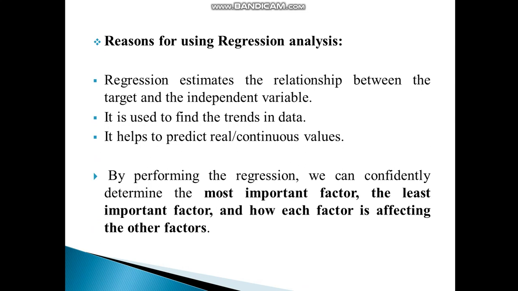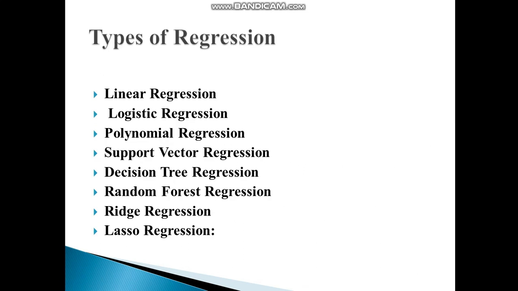Let us see the reasons for using regression analysis. Regression estimates the relationship between the target and independent variable. It is used to find the trends in data. It helps to predict real and continuous values. By performing the regression, we can confidently determine the most important factor, the least important factor, and how each factor is affecting the other factors. Let us see the types of regression. Linear regression, logistic regression, polynomial regression, support vector regression, decision tree regression, random forest regression, ridge regression, lasso regression.